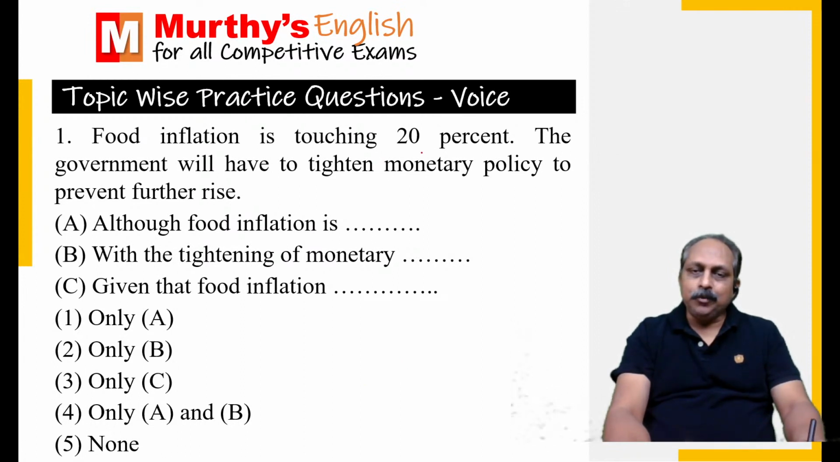Food inflation is touching 20%. The government will have to tighten monetary policy to prevent further rise. Here, although it is not a contrasting situation, with the tightening of monetary policy, you cannot complete the sentence. Given that, this is a standard expression. So, given that food inflation is touching 20%, the government will have to tighten monetary policy to prevent further rise. So what is the answer? Only C. Answer is the third option.